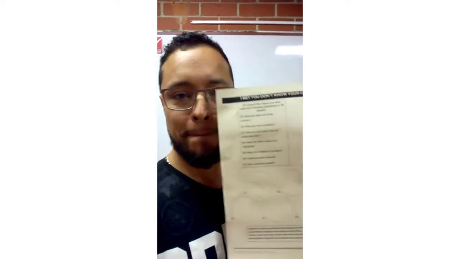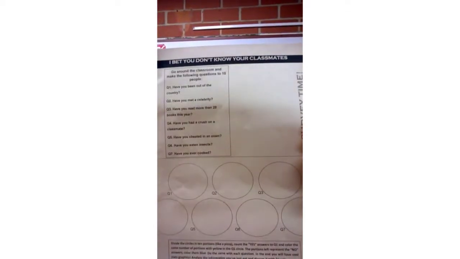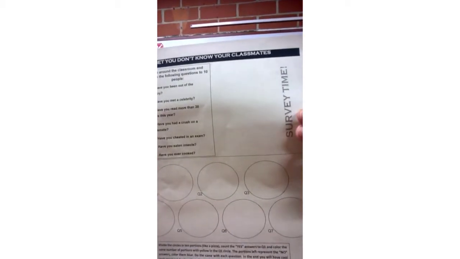For the second part of the practice, I designed this worksheet. It's called I Bet You Don't Know Your Classmates. It's composed of 7 questions using the present perfect, and then they have on the bottom part some circles they have to fill out with the information they collect. They will ask the questions to 10 classmates, and then they are going to fill out the circles with the statistic information and then color the circles to have a very beautiful graphic. Then they will compare and analyze the information they got with their classmates to see the differences.